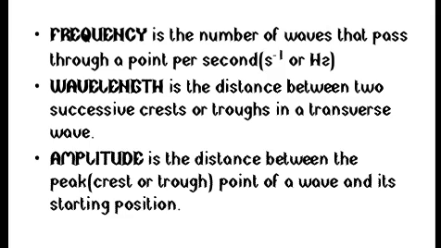And amplitude is a distance between the peak, which could be the crest or could be the trough. The crest is the maximum point on a wave, and the trough is the depression in a transverse wave. So the amplitude is simply the distance from the origin of the wave up to as far high or as far low as it can go.